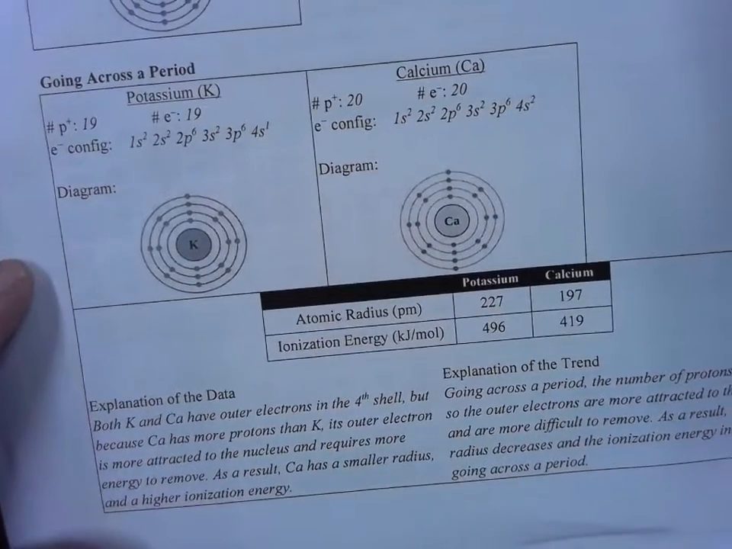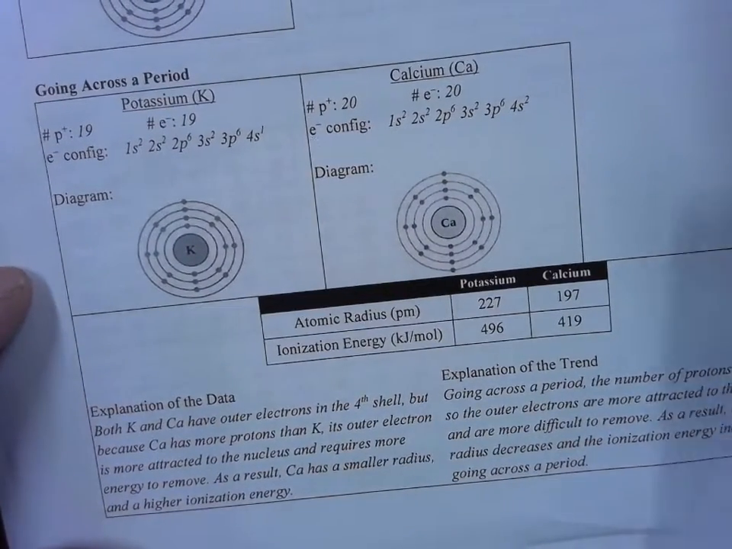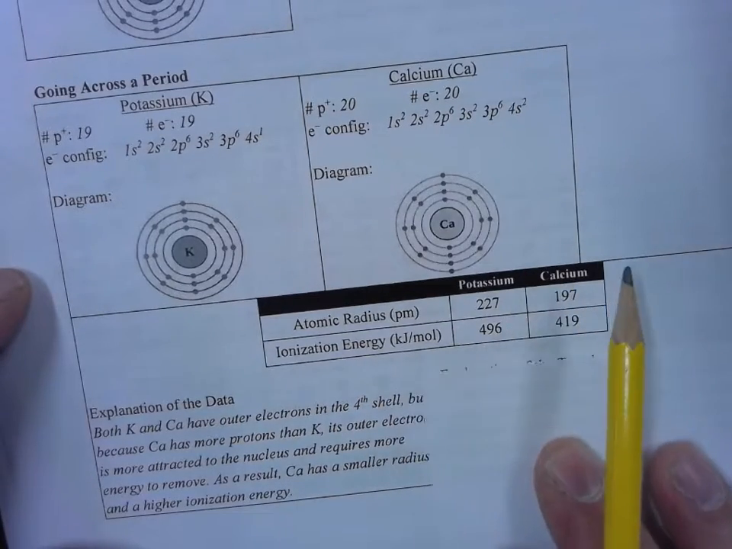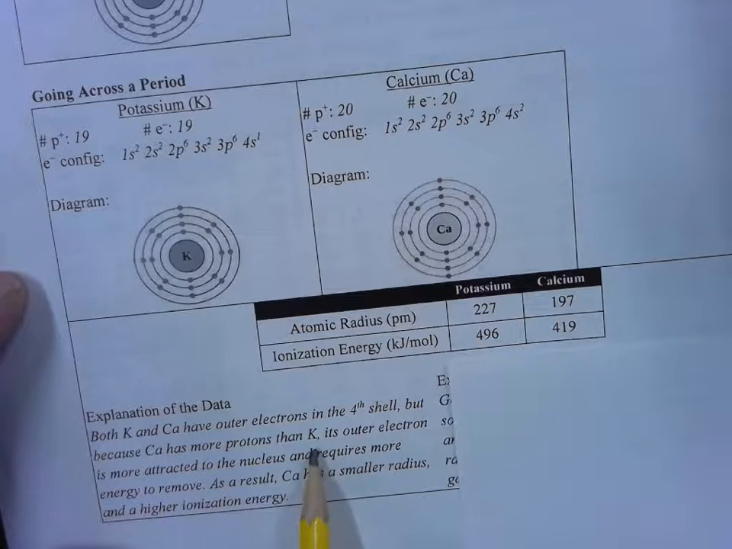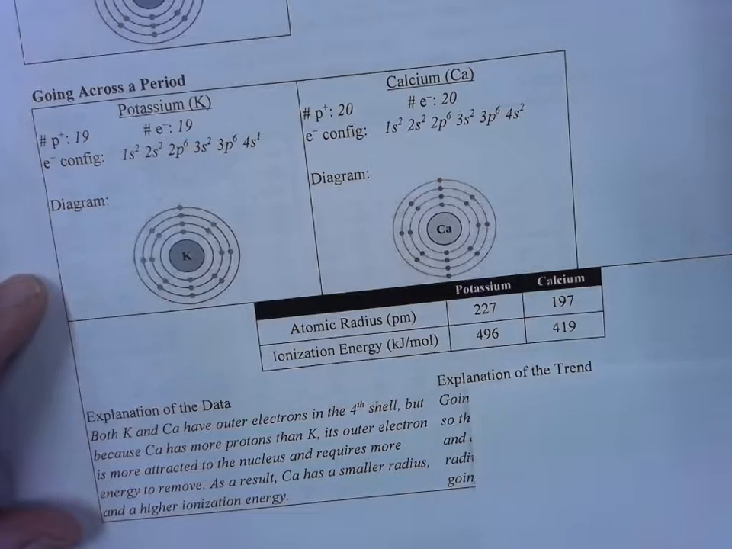Both calcium and potassium have outer electrons in the fourth shell, but because calcium has more protons than potassium, its outer electrons are more attracted to the nucleus and require more energy to remove. As a result, calcium has a smaller radius and a higher ionization energy. Okay? Calcium has a smaller radius and a higher ionization energy.